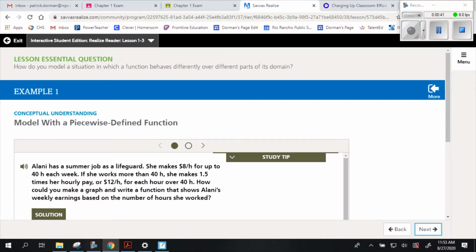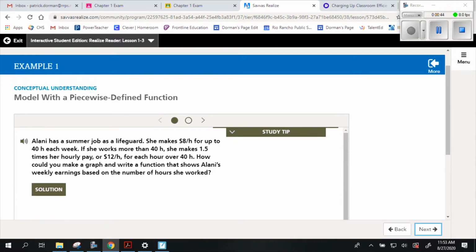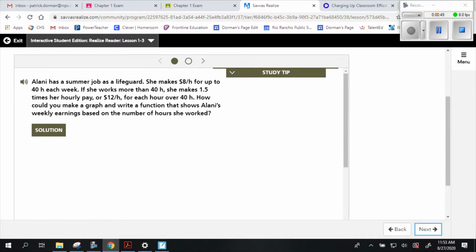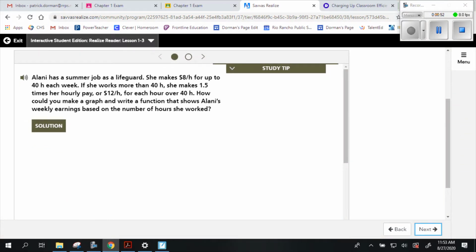We're going to model with a piecewise function. Piecewise defined function. I'll just call it a piecewise function here. So Alani's got a summer job as a lifeguard. She makes $8 an hour for up to 40 hours each week. If she works more than 40 hours, she makes 1.5 times that, or she's going to make $12 an hour. That's nice that they did that for us. Over 40 hours. So let's make a graph and write a function that's going to show Alani's weekly earnings based on the number of hours that she works.